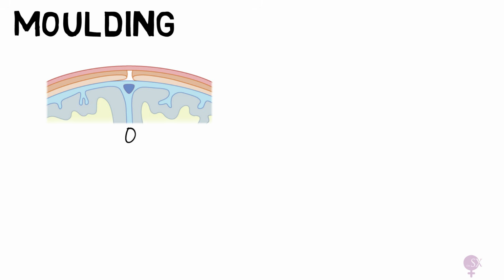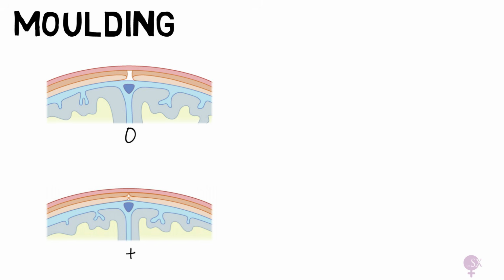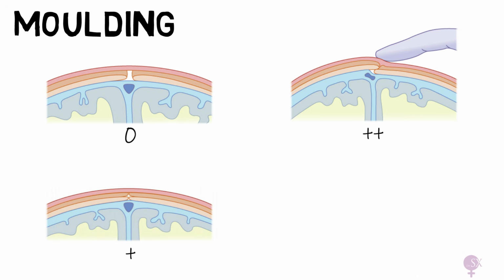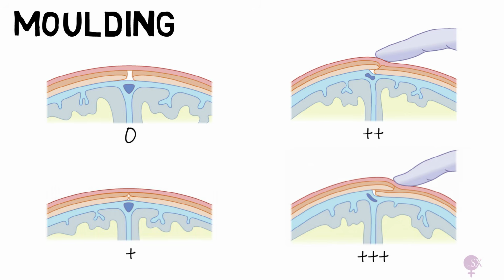What about the moulding? So what's that? So moulding refers to the overlapping of the fetal skull bones at their sutures. This allows for a decrease in the fetal skull diameter, aiding a vaginal delivery. However, in some cases, excessive overlapping occurs, which is abnormal.